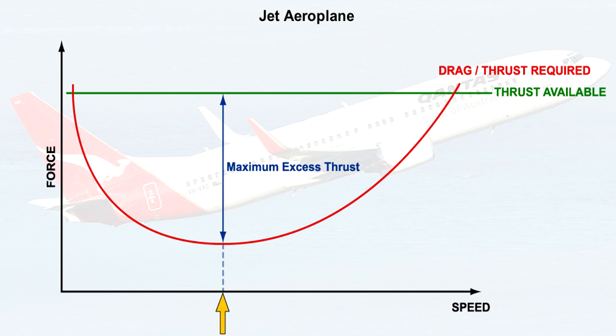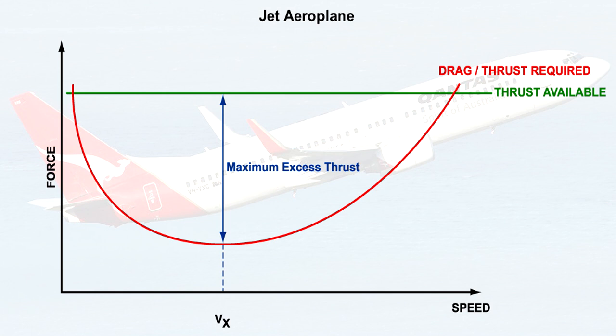Notice that maximum excess thrust available occurs at this speed. At any other speed, the excess thrust available is less, and therefore the achievable climb angle will be less than the maximum. The speed at which the aeroplane generates the greatest amount of excess thrust, and is therefore also capable of its greatest angle of climb, is called Vx. Vx is defined as the speed for the best angle of climb.